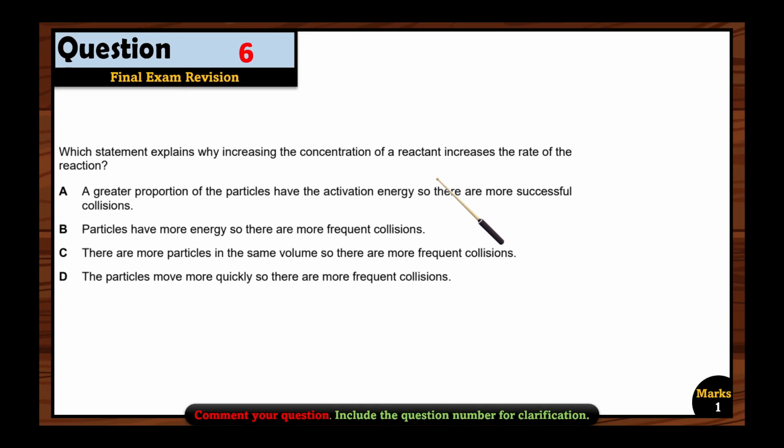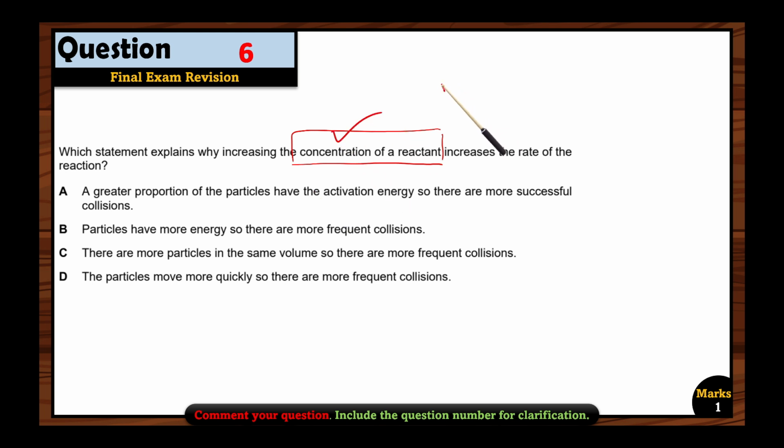Question number 6. Which statement explains why increasing the concentration of a reactant increases the rate of reaction? So now this question is related to the concentration of the reactant. It means we are talking about a solution. Now, if you increase the concentration of the reactants, for surface area, I already told you there will be more number of collisions, right? More number of collisions. But why in concentration does the rate of reaction increase?